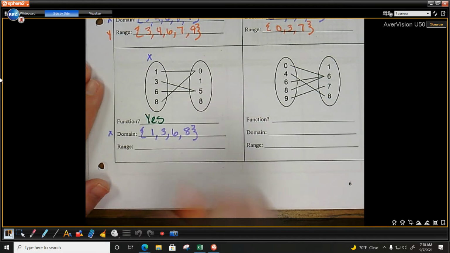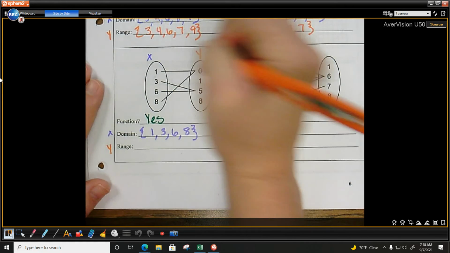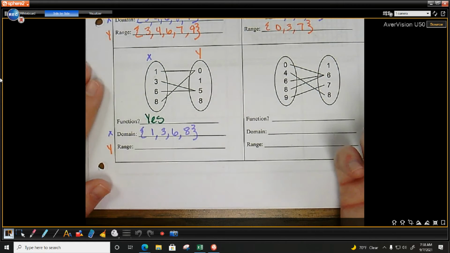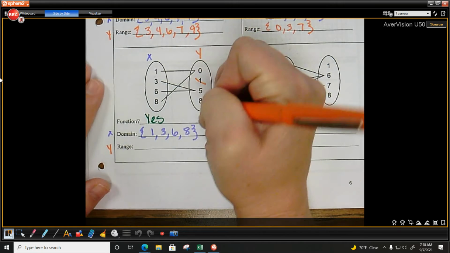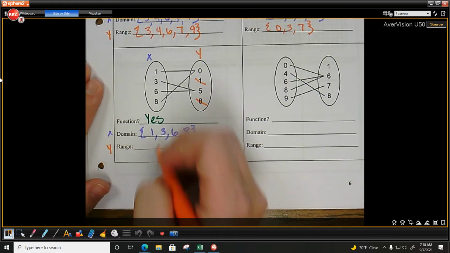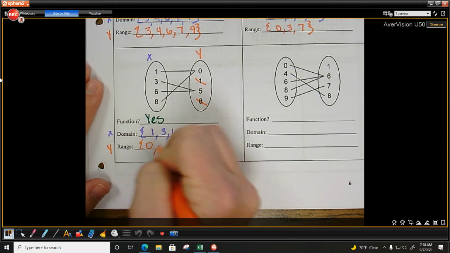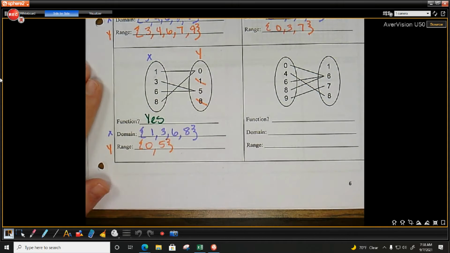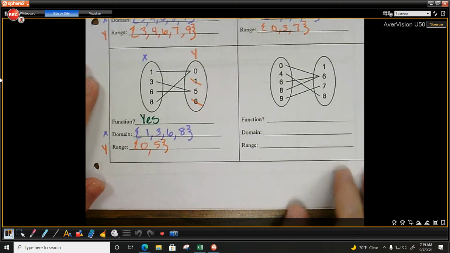Then your range is your y. Let's cross out the y values we don't need. Which y values do I not need in my bubble? 1 and 8. There's no line going to 1, no line going to 8. So what are my only y or range values? 0 and 5. Very good. Okay, y'all do the next one on your own.